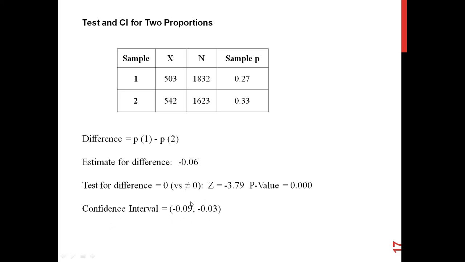And this actually turns out to be the confidence interval for the difference. And we can see that 0 does not belong to this confidence interval. The confidence interval is completely to the left of 0, minus 0.09 to minus 0.03, which means that 0 is not an acceptable value of the difference. So we will conclude that the proportion of people who are very satisfied due to powder detergent is different than the proportion of people who are very satisfied due to liquid detergent.